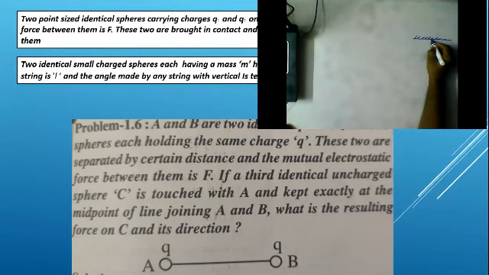This is one charge and this is another charge. Both are hanging like this. The separation between them is x. Each string is making an angle of theta with the vertical like this. Now, what is the value of q? If q1 is equal to q2 is equal to some q, what is that value they are asking?